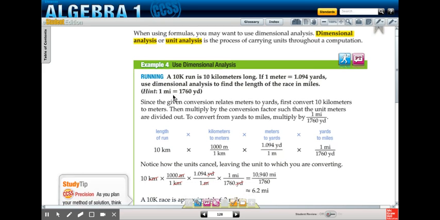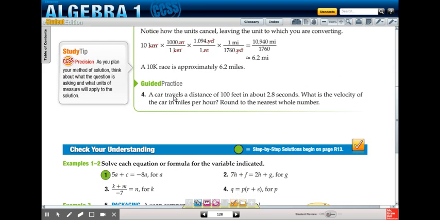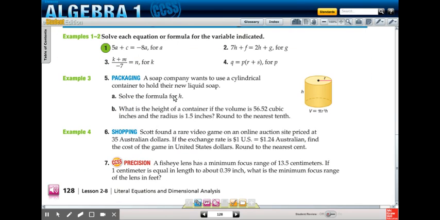Hey, seventh grade. Here we are, Monday, and this is lesson 2.8, Literal Equations and Dimensional Analysis. That is a great title. To give you just an idea of what it means, literal equations are equations that have many different variables. Usually it's called a formula, because you get a formula that has a lot of different variables in it. Another word for it is literal equation.